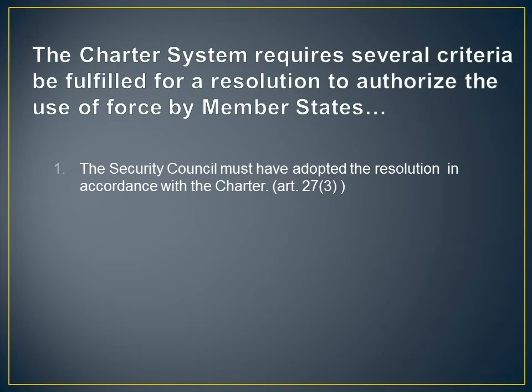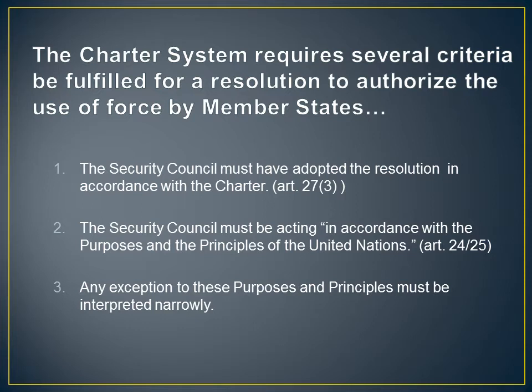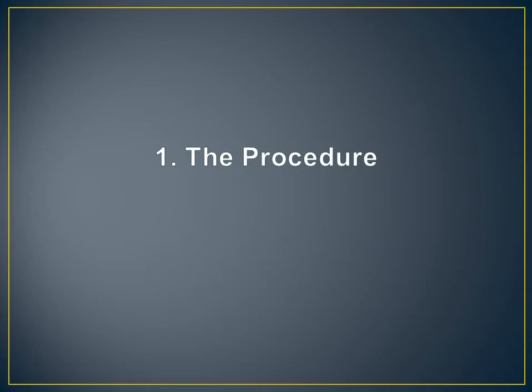The Charter system requires that several criteria be met for a resolution to legitimately authorize the use of force by member states. If these criteria are not met, then the states act in violation of the Charter. First, the Security Council must have adopted the resolution in accordance with the Charter. Second, the Security Council must be acting in accordance with the purposes and principles of the United Nations. Any exception to these purposes and principles must be interpreted narrowly. Let's look at each one of these.